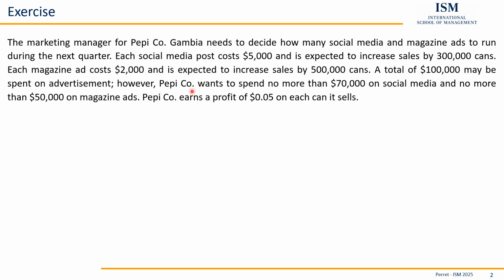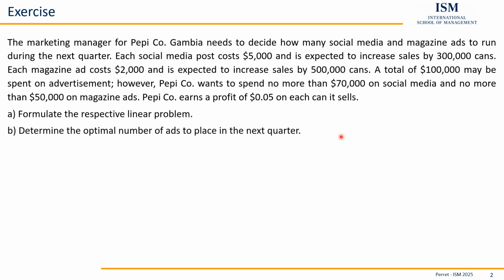However, PepsiCo wants to spend no more than $70,000 on social media and no more than $50,000 on magazine ads. PepsiCo earns a profit of 5 cents on each can it sells. Now we have two tasks. First, formulate the respective linear problem, and second, determine the optimal number of ads to place in the next quarter.